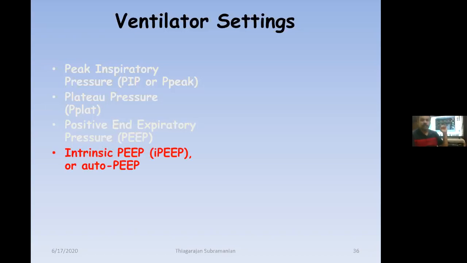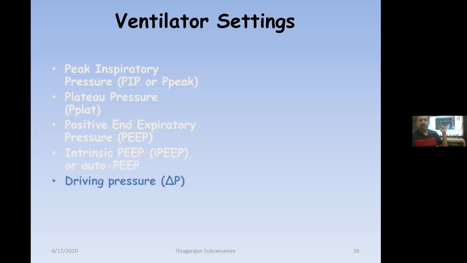These are a few of the settings, such as intrinsic PEEP, the actual total PEEP versus the PEEP that was set and what the patient achieved. So the auto PEEP difference, and how much pressure should be given, the driving pressure, delta P, can be mentioned, and this helps prevent lung injury. Usually the plateau pressure is maintained at less than 30 centimeter H2O, and PEEP can be used at 5 centimeter H2O or more. Those are the standard parameters for the ventilator.